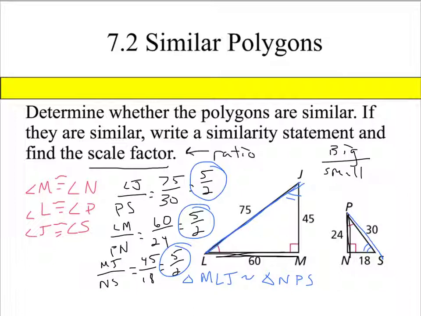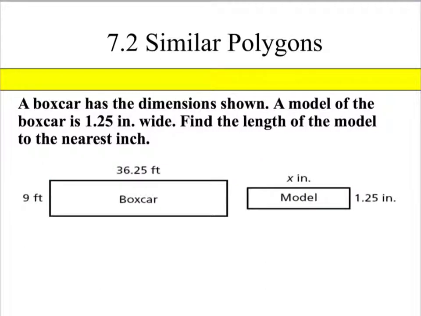Awesome. Next. Okay, in this problem, what I want you to do is find the length of the model to the nearest inch. So now we know that they are going to be similar. Now the way we're going to figure that out is we have to set up a proportion. So what I want you to do is see if you can set up a proportion and find what x is. So set this up now.